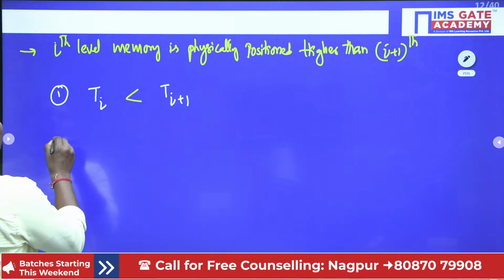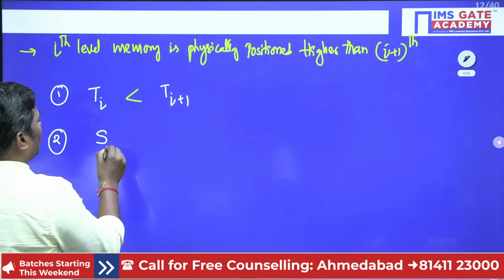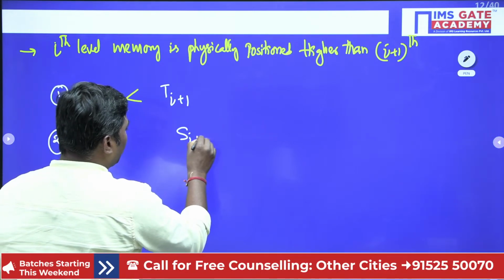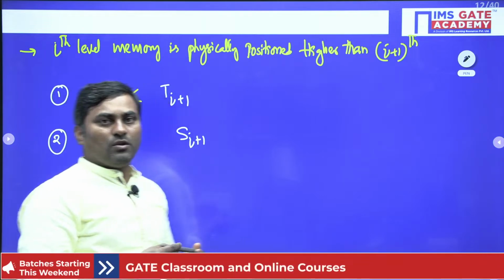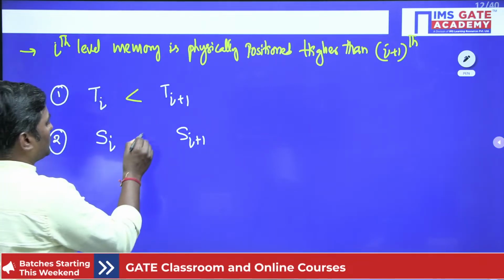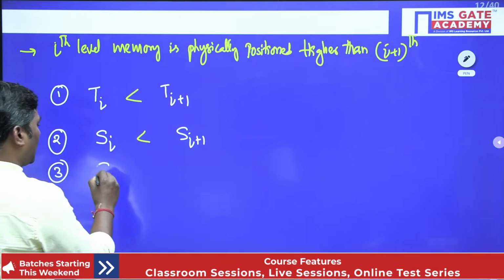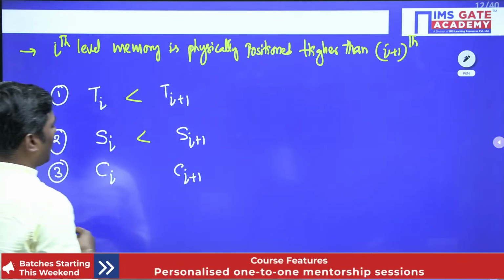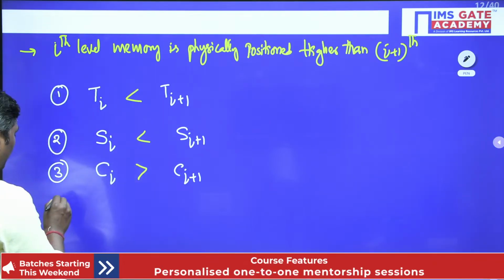This is a relation. Second one, size: Si and Si+1. Who is larger? i+1 is larger, so Si is smaller. Third one, Ci and Ci+1, cost. Which one is costly? The ith level is costlier than i+1. So this information you can capture.